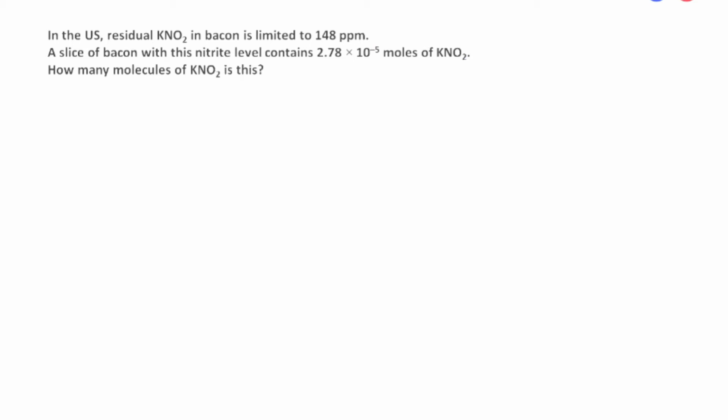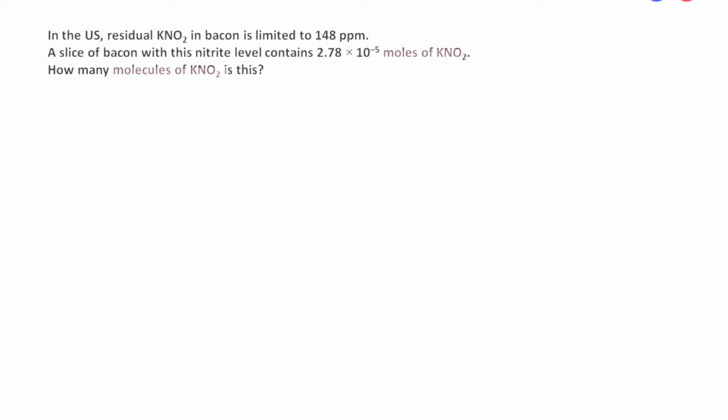A slice of bacon with this nitrite level contains 2.78 times 10 to the negative 5 moles of potassium nitrite. How many molecules of KNO2 is this? First, let's take a look at what units are presented in the problem. We're given moles of KNO2, and we have to calculate molecules of KNO2. These are the 2 units that are present in Avogadro's number as a conversion factor, so that tells us that this calculation will be 1 step.